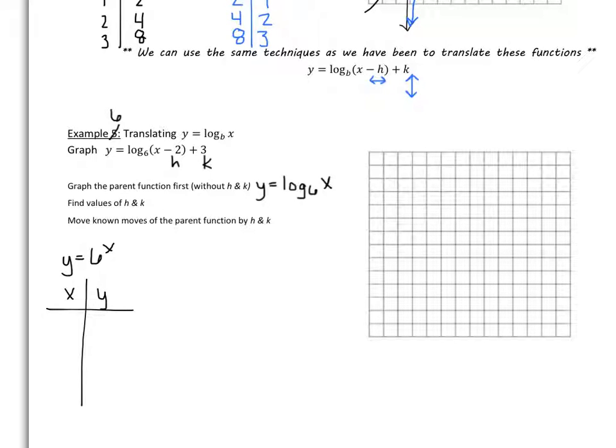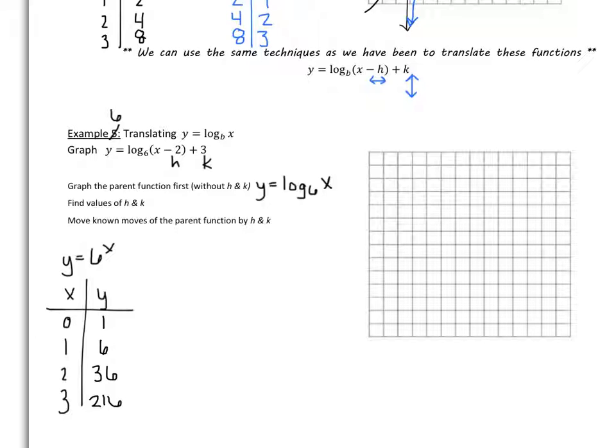All right, so let's figure out some points. Again, you can always use your table in your calculator to help you out. If we plug in 0 here, 6 to the 0 is 1. 6 to the first is 6. 6 squared is 36. Ooh, 6 cubed is 216. I didn't do that in my head. I have it written down from earlier.